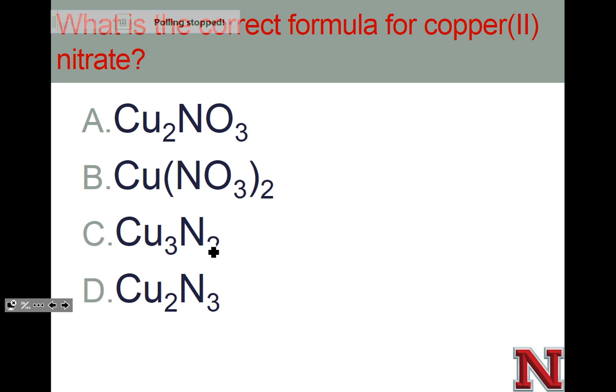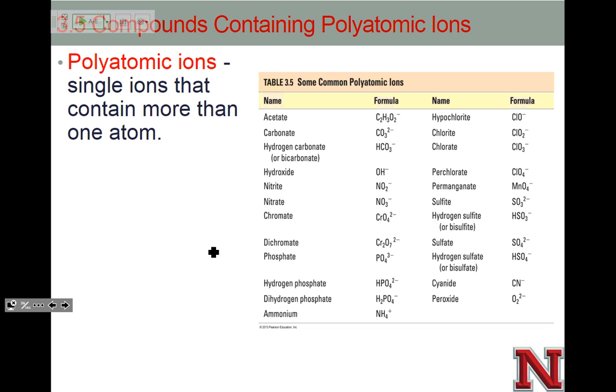Now this example, notice, you know the charge of copper, but this is copper 2 nitrate, not nitride. So this is not either C or D, because nitrate is not nitrogen. Nitrate is one of our polyatomic ions. So you need to know your polyatomic ions. Again, here are our polyatomic ions that you need to know. And notice, nitrate is one of them.